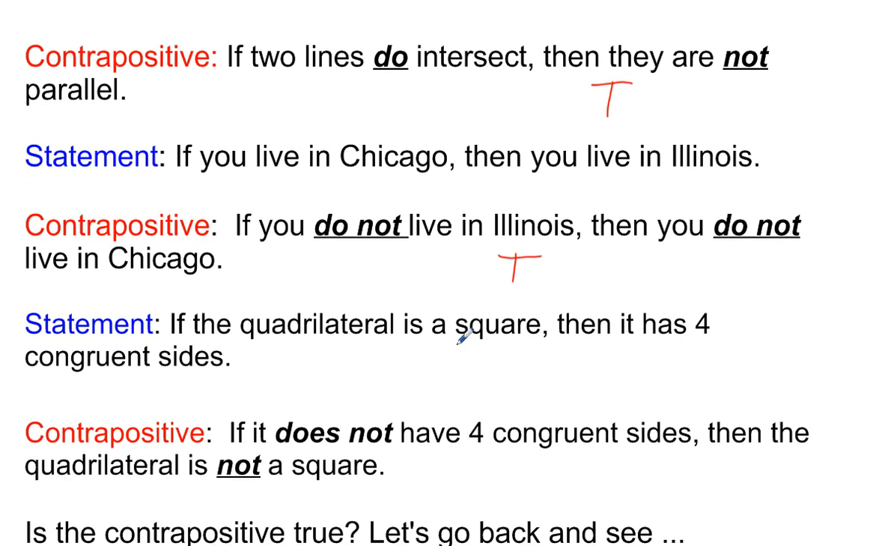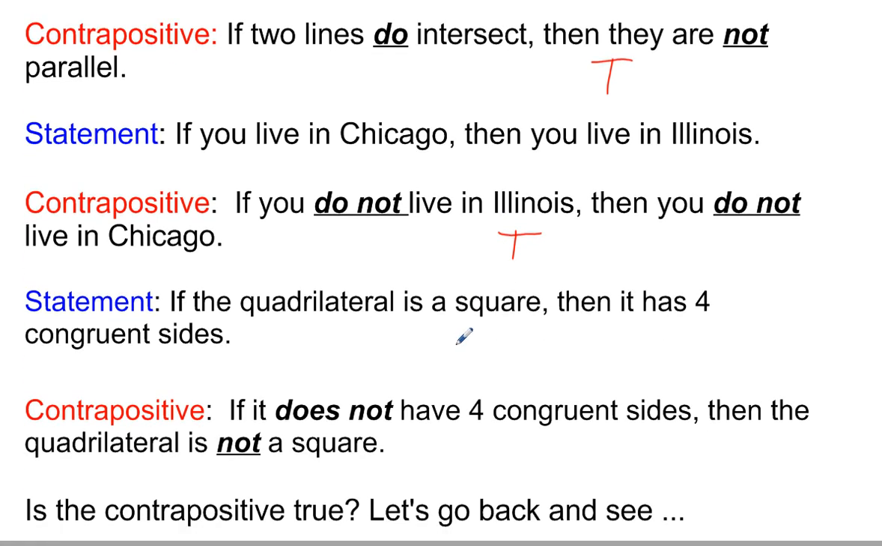Let's take a look at the next one. If the quadrilateral is a square, then it has four congruent sides. We know that that is the definition of a square. That is one of the properties of a square. The others we'll learn later this year. Well, if it does not have four congruent sides, could it possibly be a square? Could this quadrilateral possibly be a square? No. So if it does not have four congruent sides, it is not a square. So this contrapositive is also true.